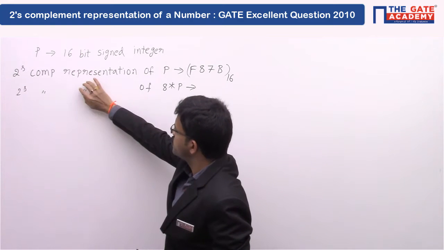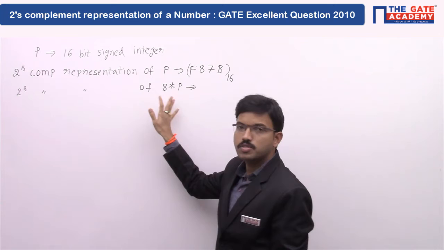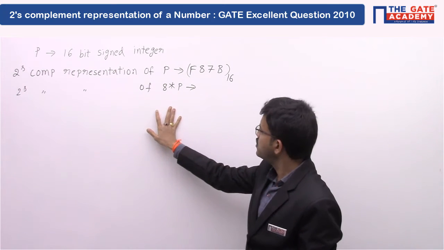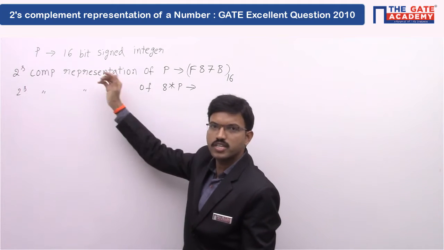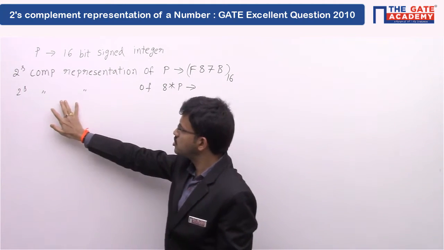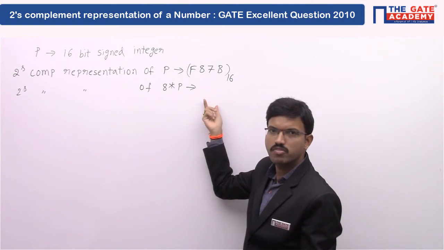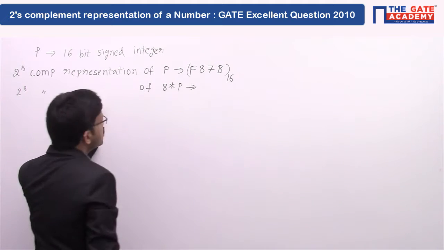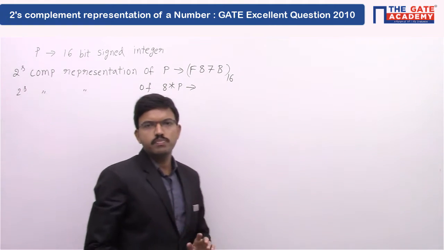Suppose you don't have this word, and it is just 2's complement of 8 times P. Here you are getting a negative number, and if you apply 2's complement to it, it will become positive. But in this question, he is asking the 2's complement representation of 8 times P. That means the sign bit will be 1. So here the wording is very important. Okay, fine. This is a shortcut based question.